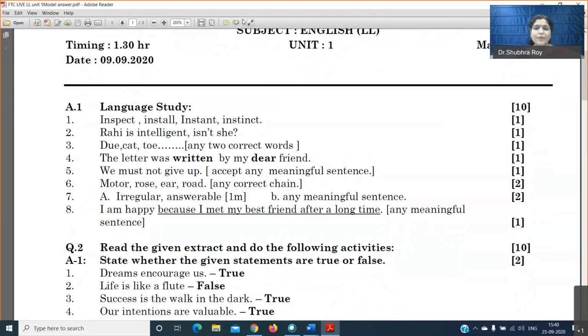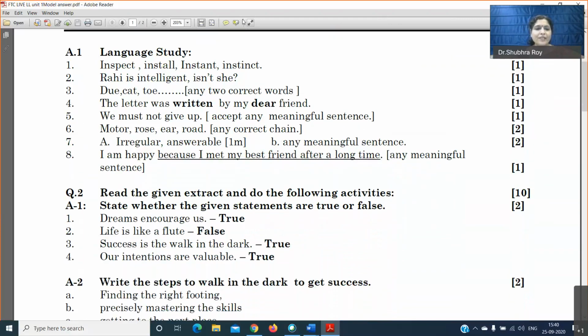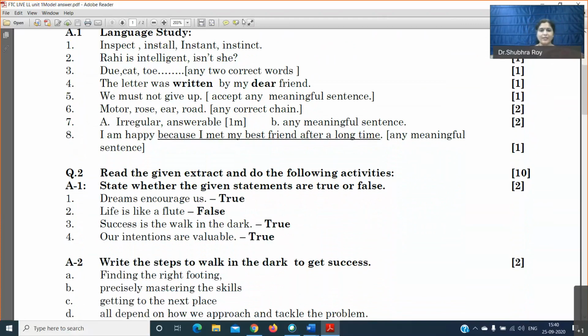The second question is based on the extract, and the extract was all about your lesson SMART goals, isn't it? So decide whether the statements are true or false. It is good if you write the statement and then write true or false. Just don't write 1, 2, 3, 4 true, false, true, false. Okay. And the spellings of true, false should also be correct. So dreams encourages us, true. Life is like a flute, false. Success is the walk in the dark, true. Our intentions are valuable, true.